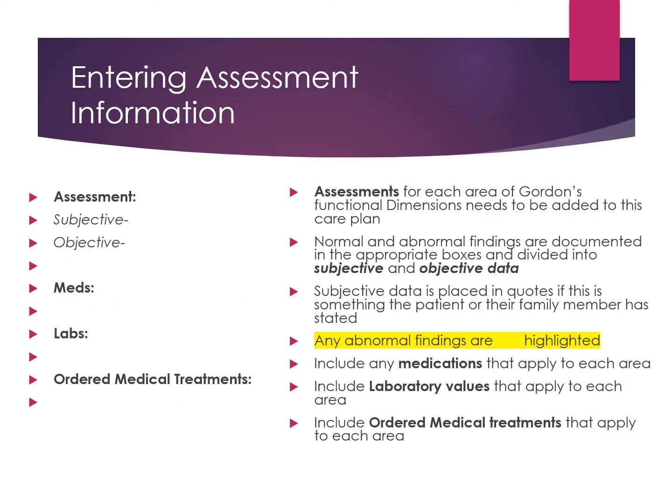Once you've assessed your patient, you'll be entering assessment information into each box of the Gordon's Functional Dimension Care Plan. The assessment will include normal as well as abnormal findings. You'll first list subjective findings, which could be something that your patient might say. If that is something they say, you're going to put that information in quotes. You'll also list your objective data. You'll list any medications that apply to each of the boxes, any laboratory values that would apply to that box, and any ordered medical treatments that would apply to that box. Any abnormal findings will be highlighted.